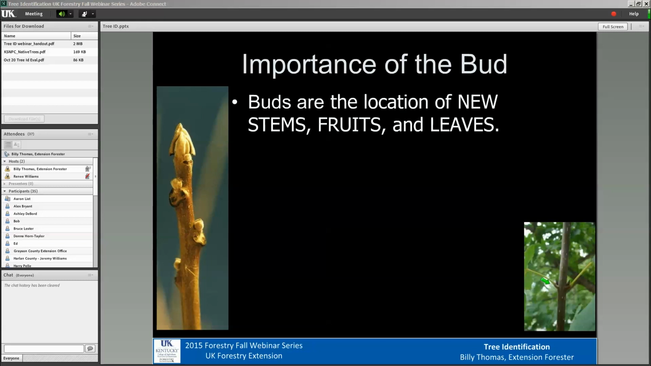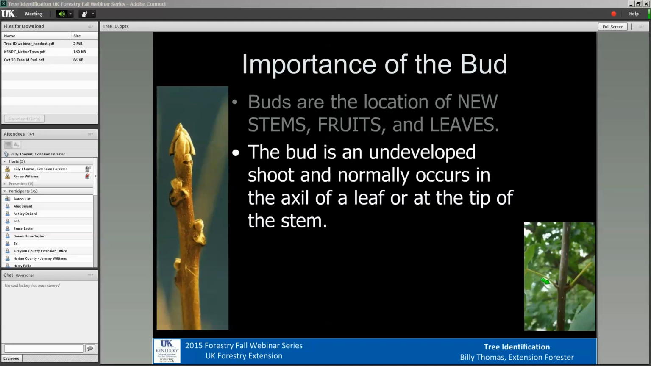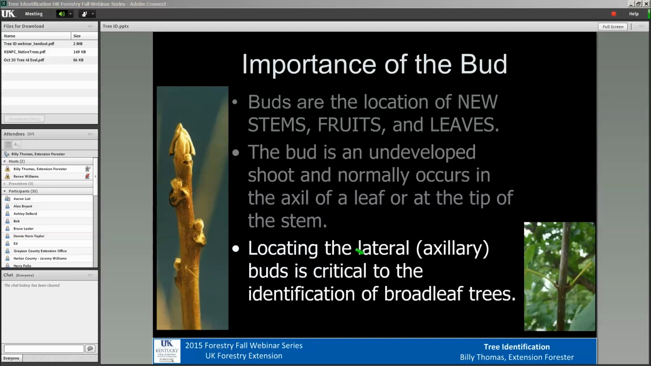The next year's growth, whether it's the stems or the fruits or the leaves of the tree, so they play a very important role. And it's an undeveloped thing, and these will occur either at the end or the very tip of the thing where we're talking about the terminal buds, or they'll occur in the axil of the leaf, like we see here, right there where the axil, where the leaf connects to the tree itself. So locating that lateral bud, and that's these here on the side, is absolutely critical to tree identification.